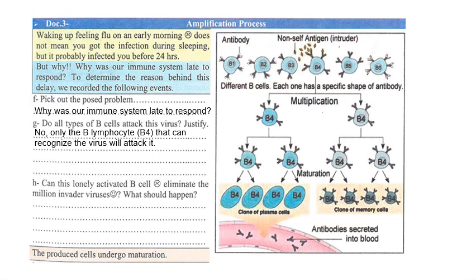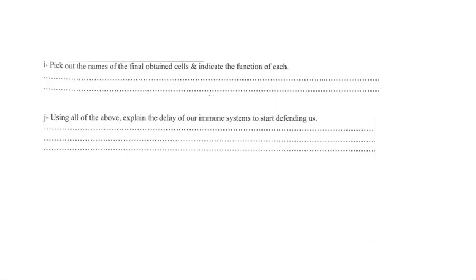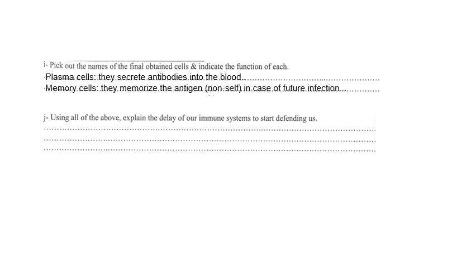Can this lonely activated B cell eliminate the million invader viruses? What should happen? No, it cannot. It should multiply and increase in number. Then the produced cells undergo maturation. Pick out the names of the final obtained cells and indicate the function of each one from the figure. They are two types, plasma and memory. The plasma cells secrete antibodies into the blood. The memory cells memorize the antigen in case of future infection.